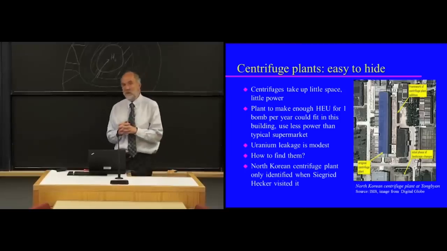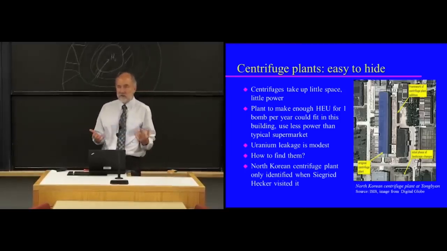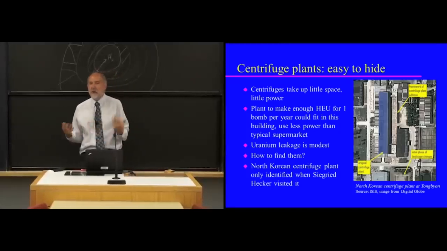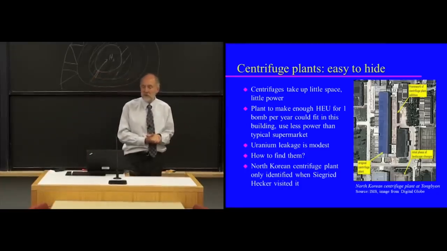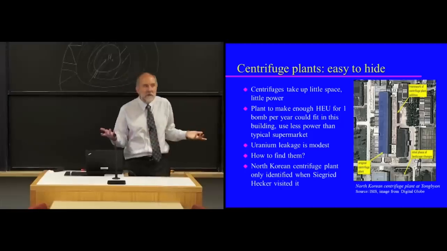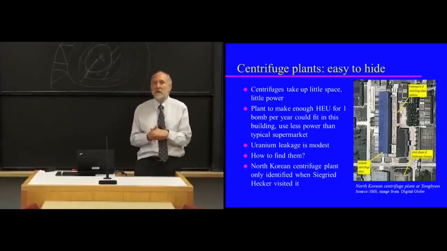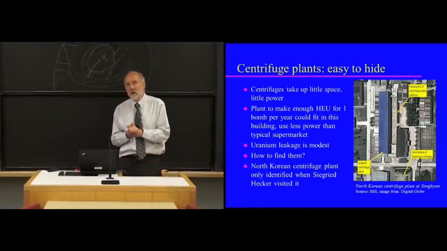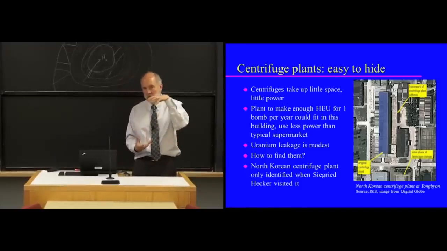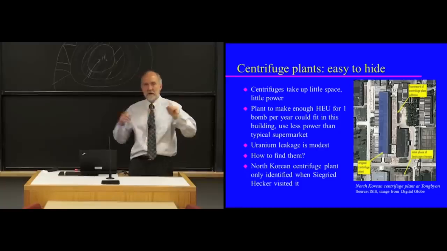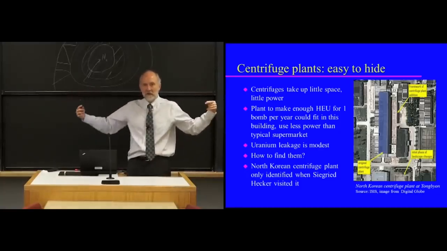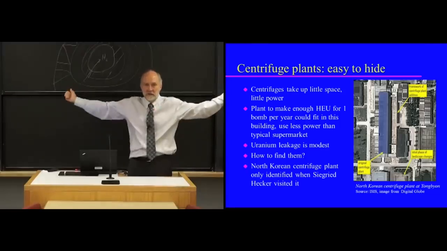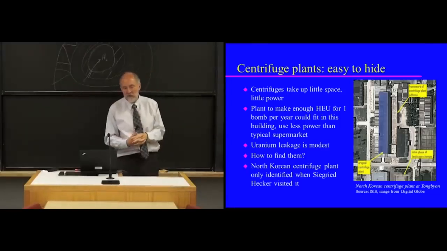Now, as I mentioned, centrifuge plants can be fairly easy to hide. They take up relatively little space and little power. The plant to make enough HEU for a bomb every year would fit in this building. The leakage of uranium is fairly modest, partly because the pressure inside a centrifuge is actually less than the atmospheric pressure outside. So if there's a little bit of a leak, it's the air going in rather than the uranium hexafluoride coming out from the centrifuge.